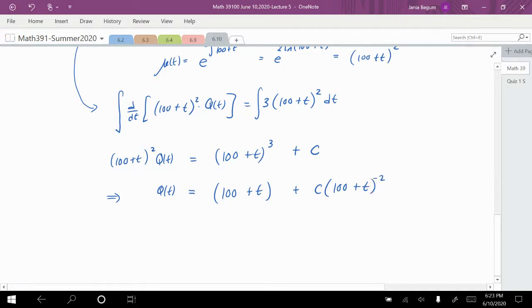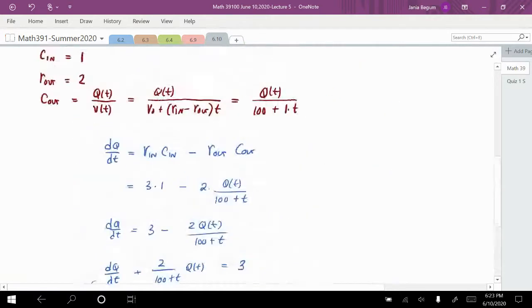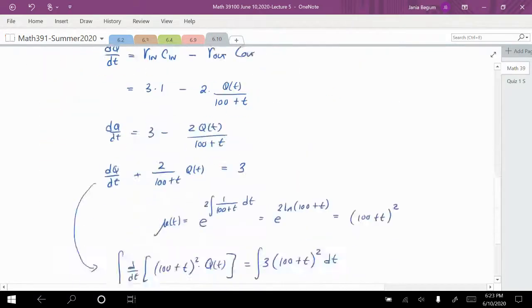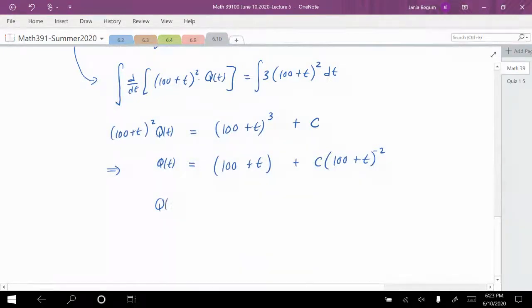But we have to find what c is. So we apply the initial condition, which is Q of 0 is 30. So Q of 0 is 30, which implies that what is c equal to? So were you guys able to get a value for c?